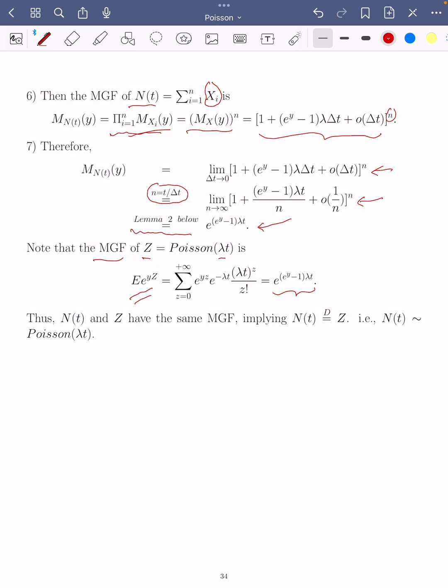So now we compare these two functions. And you can see these two functions are just identical. So which means that N_t and also Z have the same moment generating function, implying that N_t and Z have the same distribution. So which says that N_t is Poisson with mean value equal to lambda t.